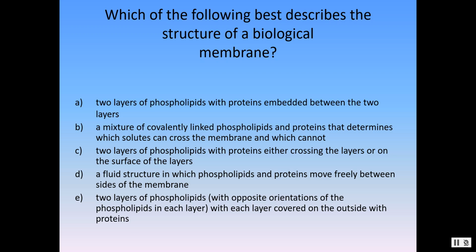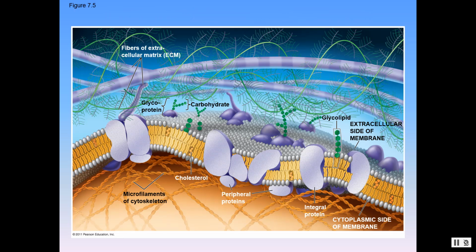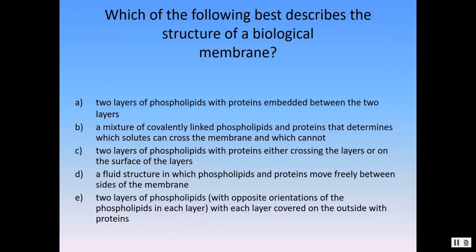All right, so the answer here is going to be letter C. The 2 layers of phospholipids with proteins either crossing the whole span or sitting on the surface, and that's what we see here, right? We see proteins, which would be integral proteins going all the way through. Sometimes we have peripheral proteins on one side or the other. So here is letter C.